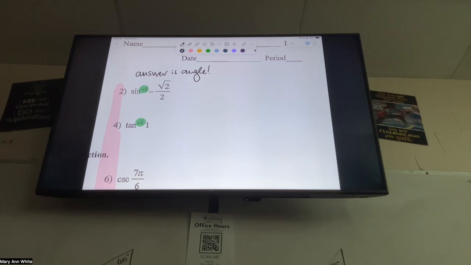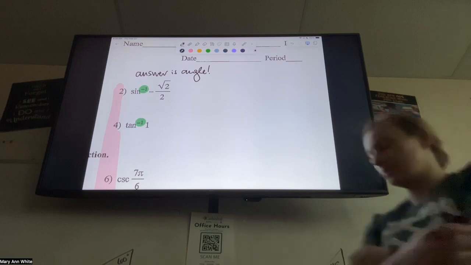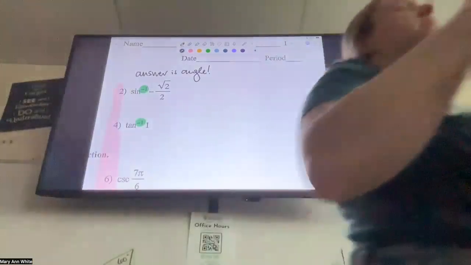Okay? So we're doing inverse sine of negative root 2 over 2. Okay. Yes. Oh, I have it in person. A couple of you I didn't give it to. Who else didn't I give it to? I probably have that right.